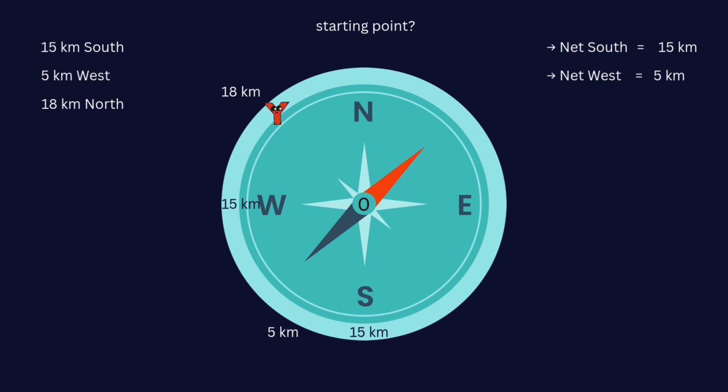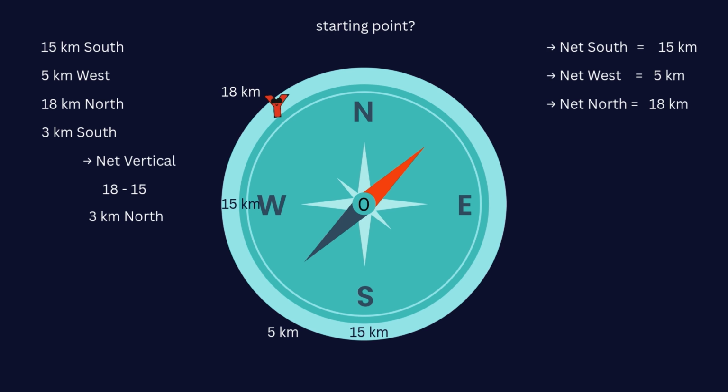Now we know that from the center to south is 15 kilometers. But in this case, he traveled north, which is 18 kilometers. So his total distance, or his total direction, is 18 kilometers north. Now his net vertical would be 18 minus 15. Now that gives us 3 kilometers north.